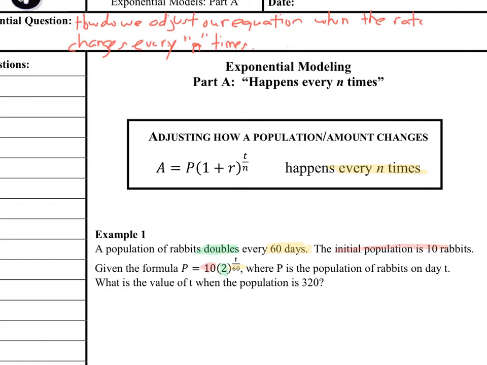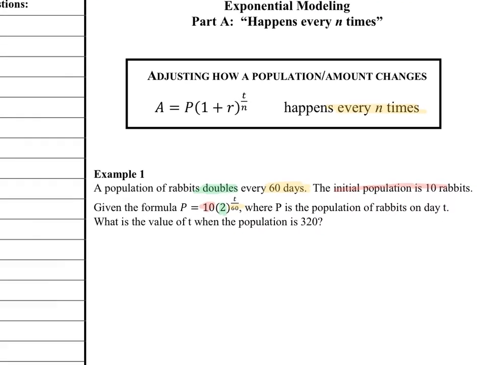And this is that whole question where you have to work backwards. So it says the population is 320. That is your final population. So we're going to say P is 320, and that's going to equal 10 times 2 to the t over 60 power. Now we have to work backwards and solve. We'd like to get t alone. The first thing we have to do is divide by 10. That gives me 32 equals 2 to the t over 60.